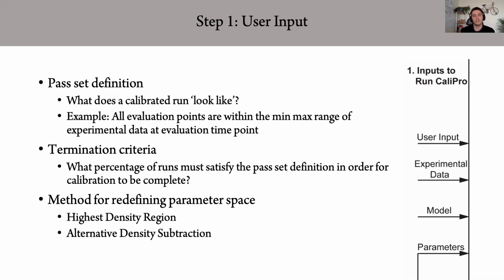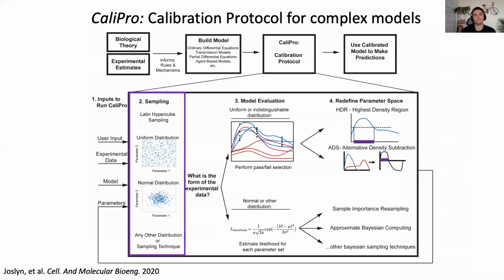And then thirdly, you're going to specify the method for redefining parameter space. I'll touch back on these in a couple of slides in more detail, but just briefly, they're highest density region selection and alternative density subtraction selection.